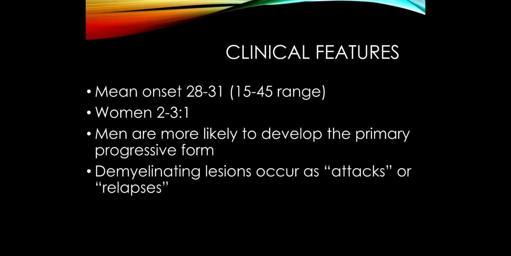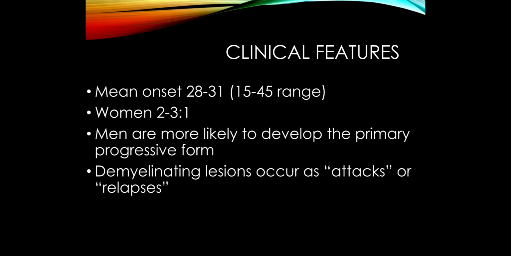So when I think of this as mainly an onset in younger individuals, it's more common in women by a 2 to 3 to 1 margin. There is a less common form of multiple sclerosis we'll talk about called primary progressive multiple sclerosis, and men are more likely to get that form.